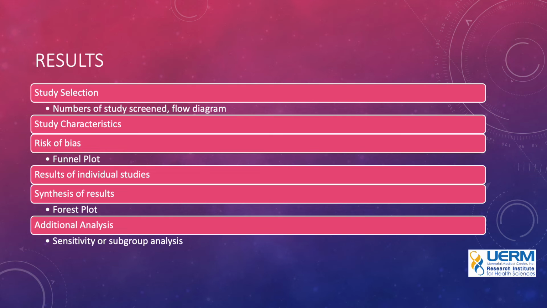So in the results, we have first the study selection, and it's the number of studies screened. So study selection is a flow diagram of numbers of studies screened until we have the final list of studies. Then we have the study characteristics of those already selected, the risk of bias using the funnel plot. We also report the results of individual studies, the synthesis of these results using the forest plot, and additional analysis.